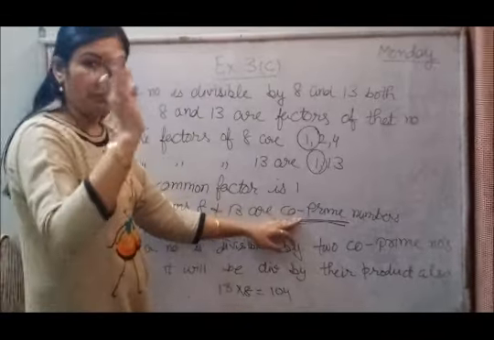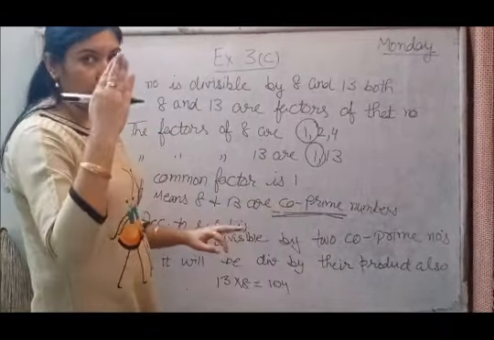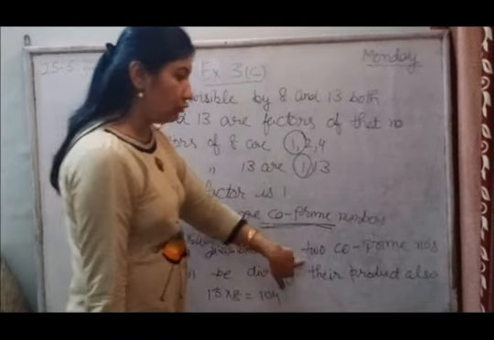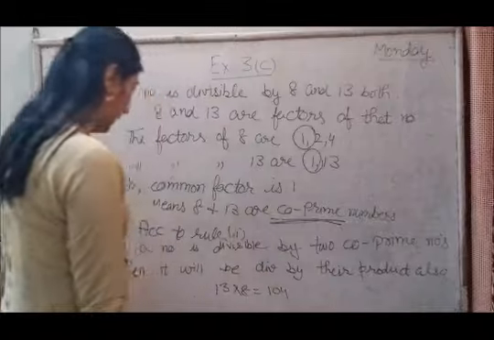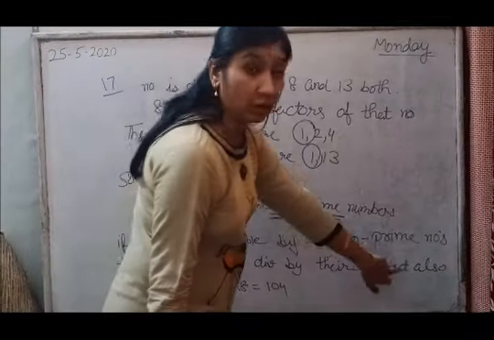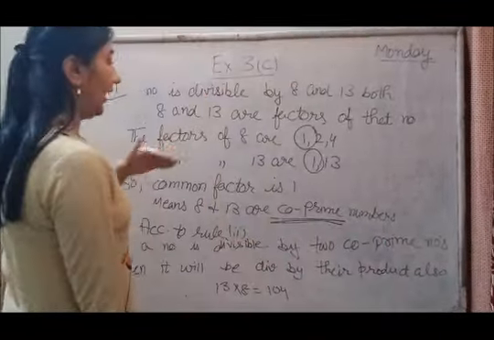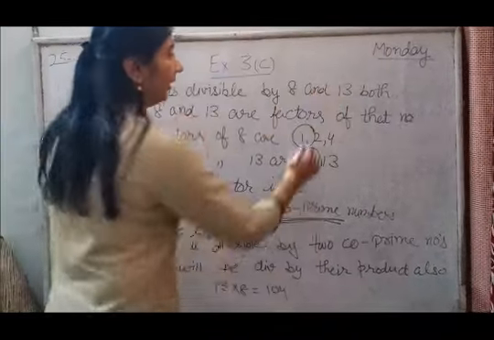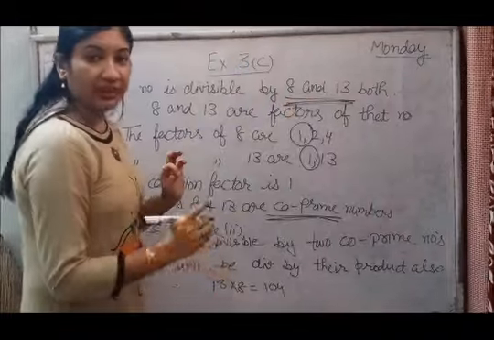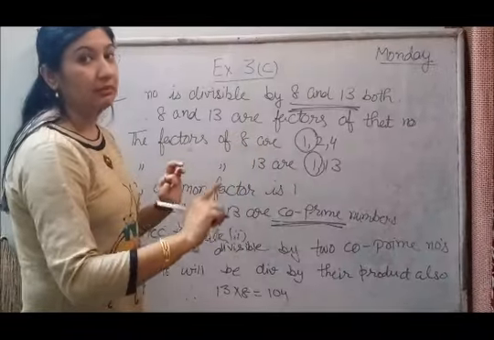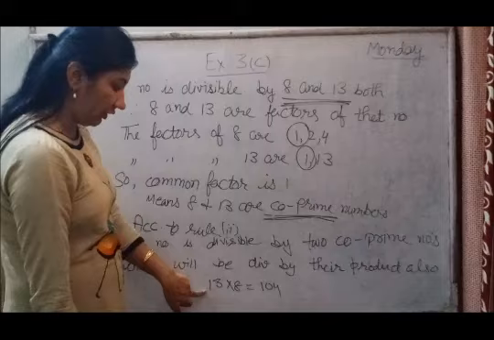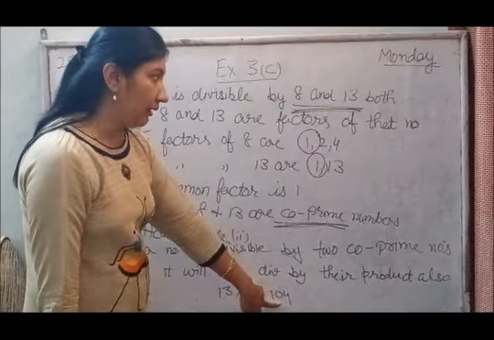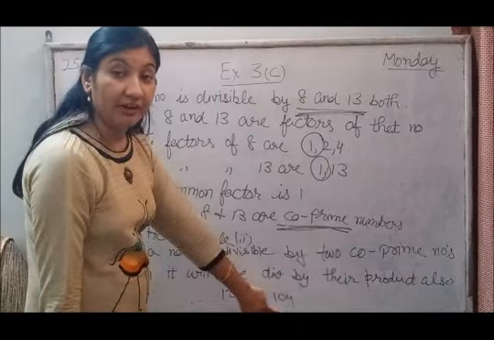Now, we have done the divisibility rules also. According to the second rule, what was there? If a number is divisible by two co-prime numbers, then it will be divisible by their product also. Means any number divisible by 8 and 13, and these two numbers are co-prime, then that number will be divisible by their product also. What will be the product? 13 into 8, 104. So that number will be divisible by 104 also.